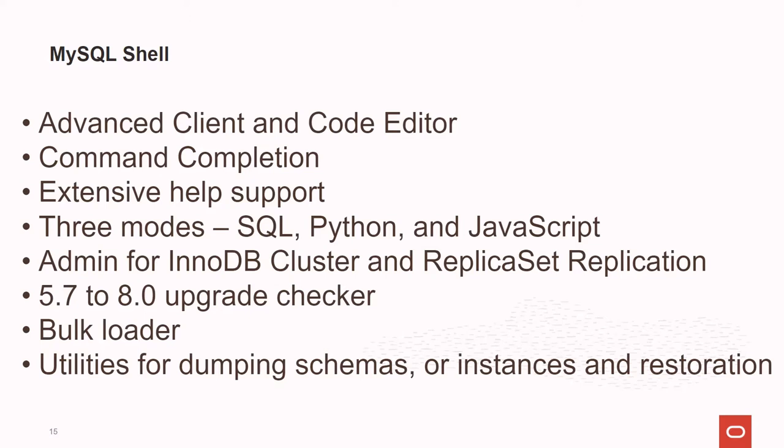Now, the great thing about the Python and the JavaScript mode is that you can write scripts and store them for later and have them run whenever you want them. And by the way, you can call JavaScript from Python and Python from JavaScript, so one script can fit all languages. Also, this is our admin tool for InnoDB cluster and replica set replication. You'll find that it's a lot easier than the old shell. By the way, one of its neat features is that it has an upgrade checker. So if you're running 5.7, you put in the name of your server, it will go out there and make sure that you aren't going to have any character set problems, that you're not using any reserved words, and so forth. It also has a bulk loader that will work in parallel.